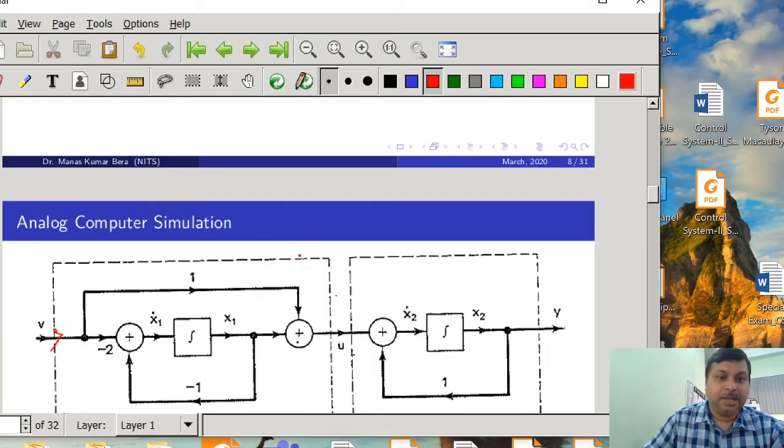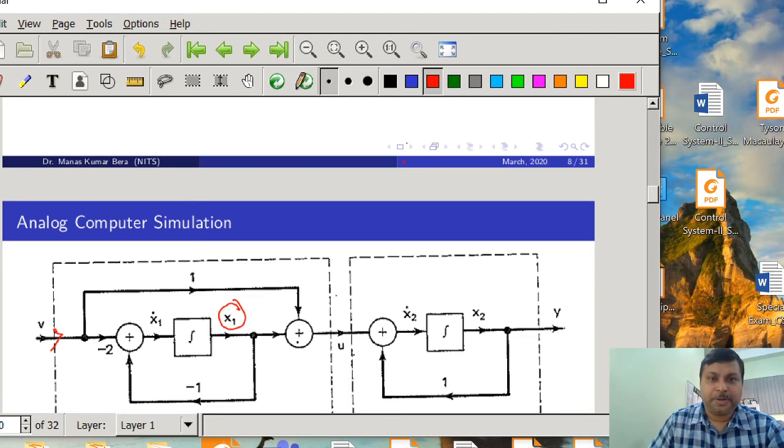So now you see x1 dot is equal to minus 2 vt and minus x1. How will we get that x1? Now x1 dot has to be integrated, and then we will get x1. So this is the first subsystem we have represented, where we are getting x1 as one variable that we have defined.